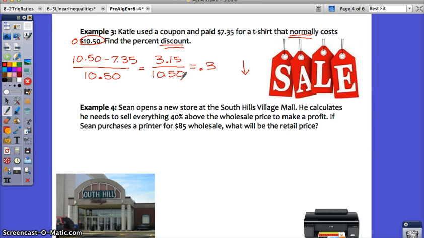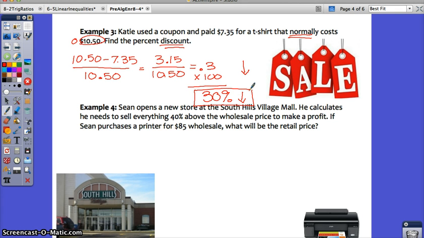Your answer is not the decimal. I asked you to find the percent. So you then have to convert that by multiplying by 100. And you're getting a 30% discount or decrease.